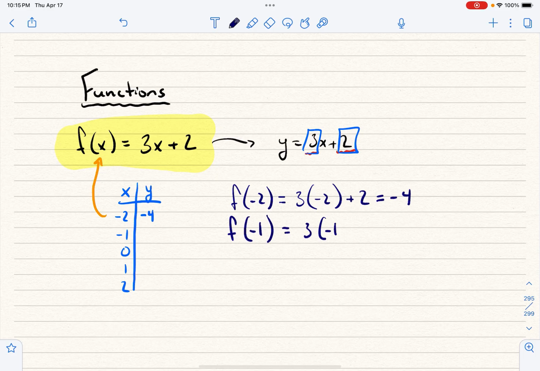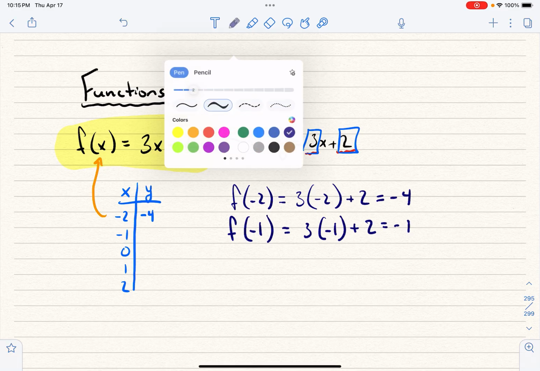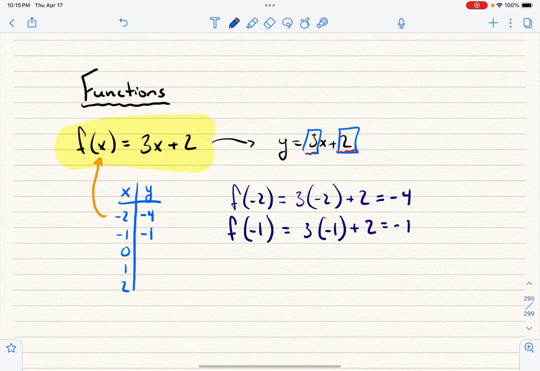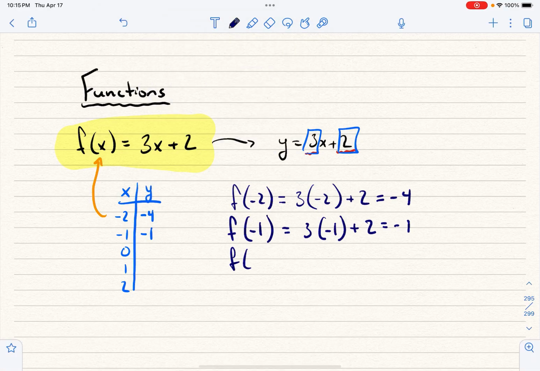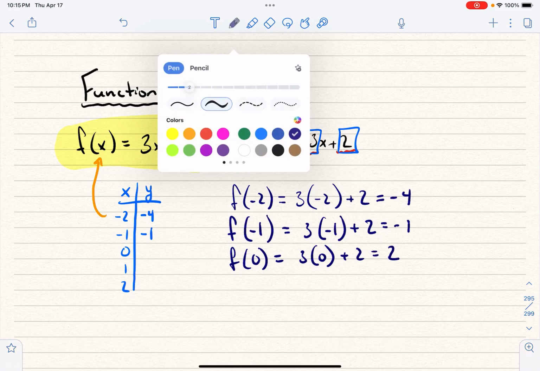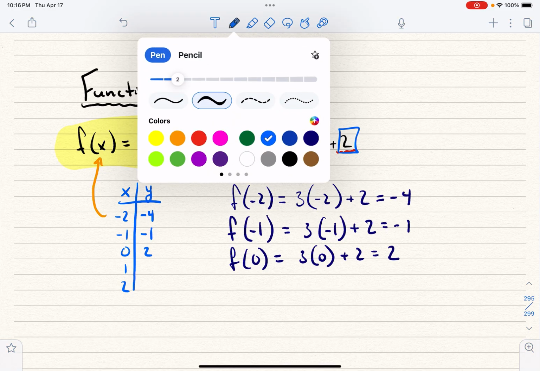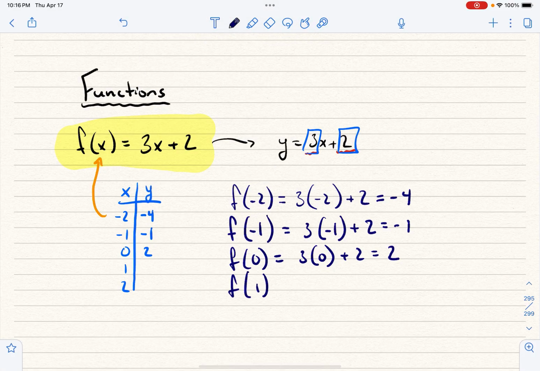And then I could plug in -1. That would be 3 times -1, and 3 times -1 is -3, plus 2 gives me -1. So again, the y value associated with the x value of -1 is -1. And then you could say f of 0 is equal to 3 times 0 plus 2. So that, of course, is 2. I plug in a 0 and I get 2. f of 1 is equal to 3 times 1 plus 2, which is equal to 5. And last, we could say f of 2 is equal to 3 times 2 plus 2, which would give me 8.